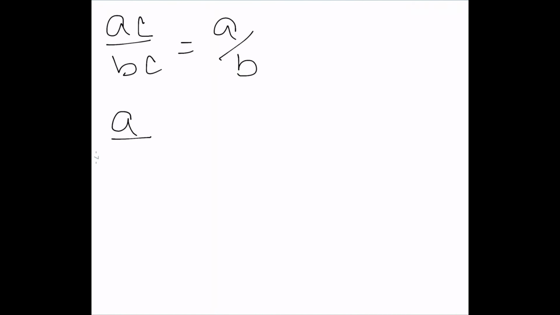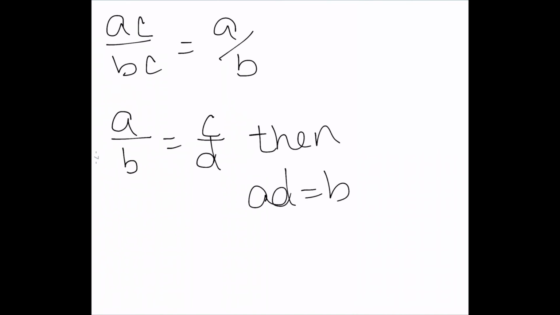Our next property: ac over bc is equal to a over b. If we have something that's the same in both the numerator and denominator, we can cancel it. And then the final one: if a over b is equal to c over d, then ad is equal to bc. We can cross multiply.